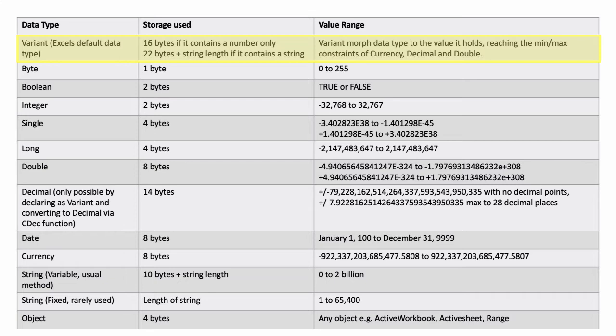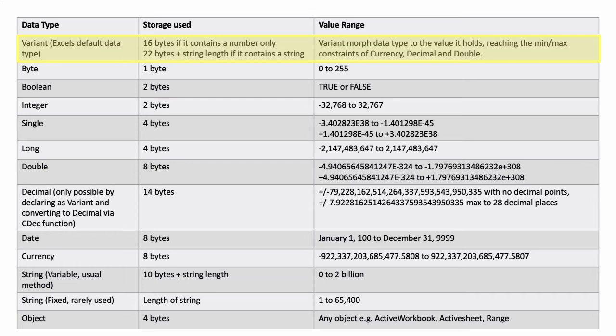So think of the variant as a wrapper. For example, if you declared a number within the variant, it might morph to become an integer, let's say the number 30,000. So the variant would morph itself to become an integer, but instead of being an efficient 2 bytes, it would still be 16 bytes.